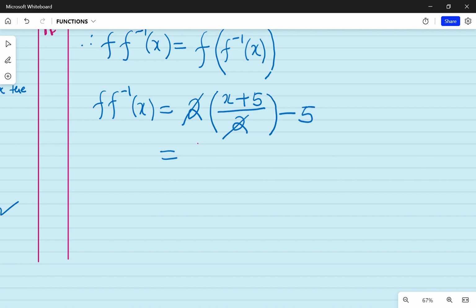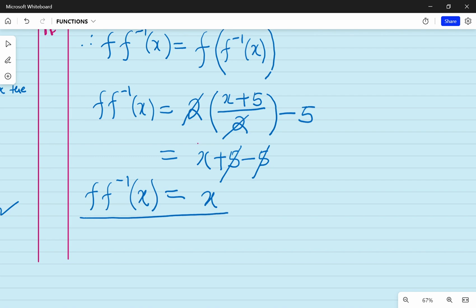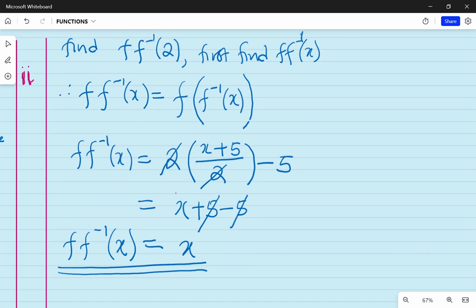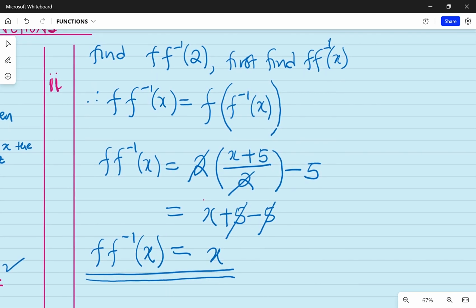So now I've remained with x plus 5 minus 5, and that 5 and that 5 will go. So I now have x. So f of f inverse of x is now going to give me x there. That is its own inverse. So this function is its own inverse. This now makes things easier for me. That is your solution.